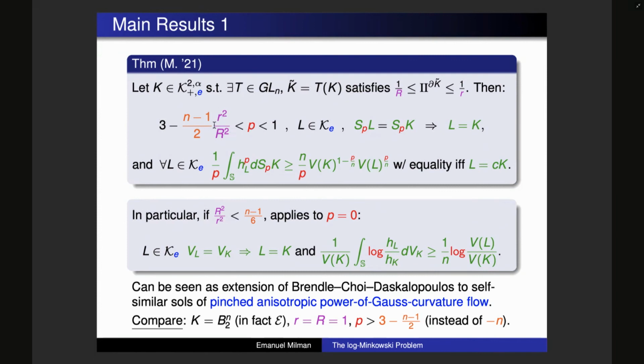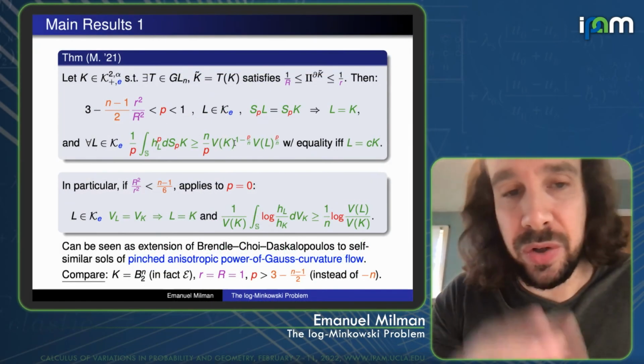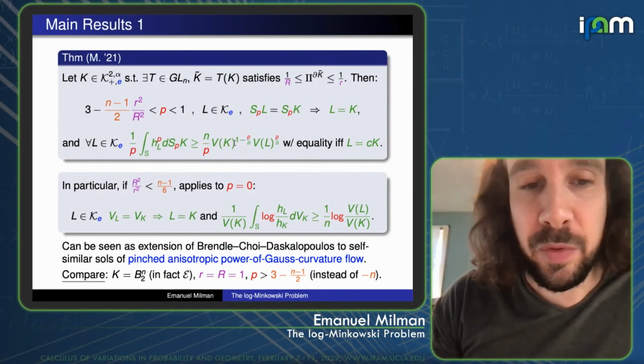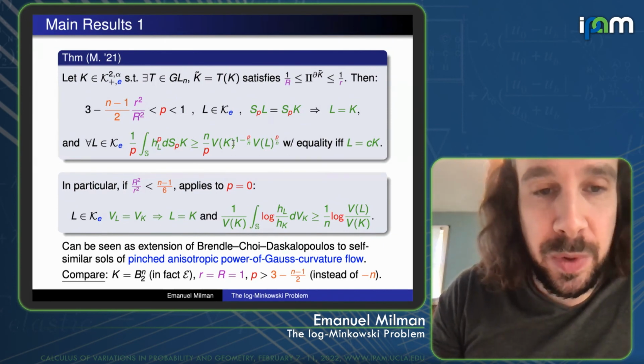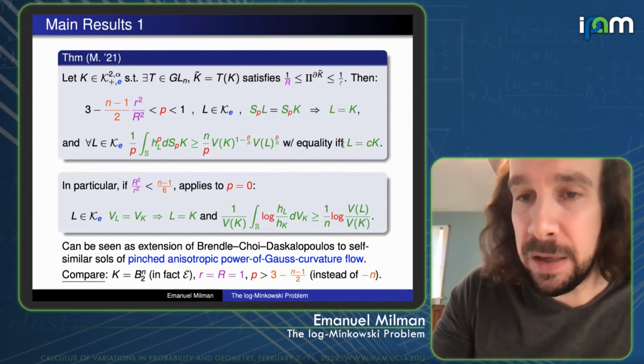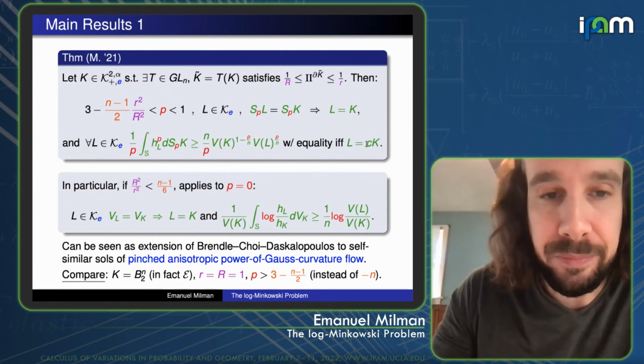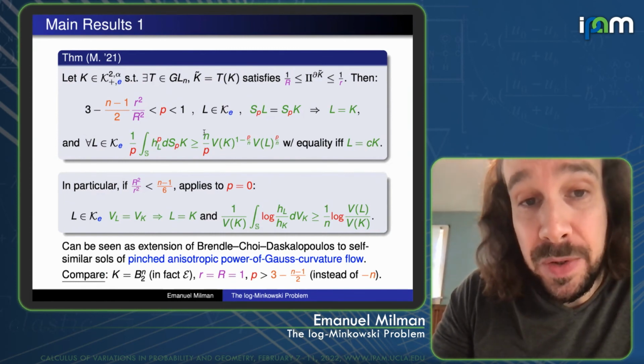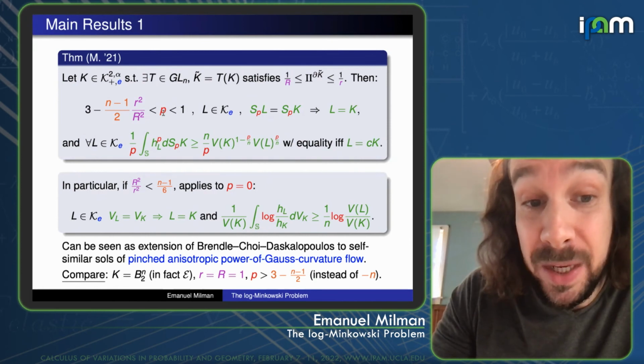Of course, you're going to pay a price depending on the pinching constant, but the good news is that you get to multiply by dimension. It's actually not so bad. This is an equivalent formulation, using one of those equivalent formulations that I alluded to. So this would be the corresponding Lp Minkowski inequality, with equality if and only if L is a dilated copy of K.